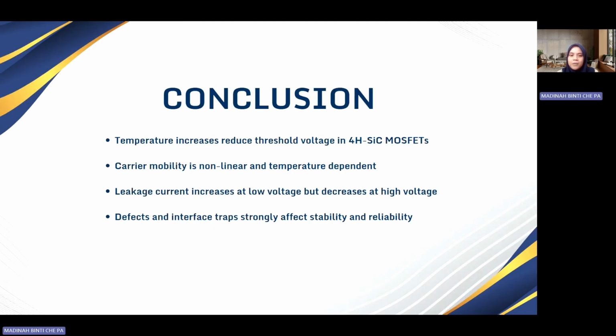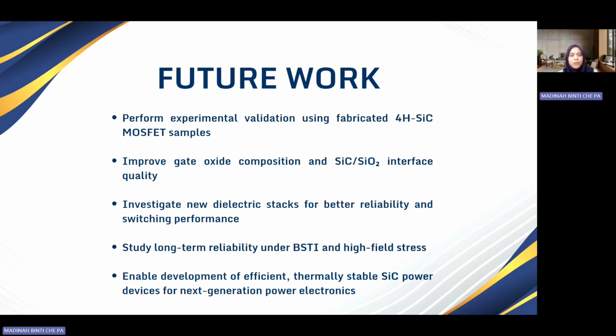In conclusion, increasing the temperature reduces the threshold voltage and affects the carrier mobility in 4H silicon carbide MOSFET. Also, the leakage current behavior depends on operating voltage, and defects impact the device stability and reliability. For future work, experimental validation using a fabricated silicon carbide MOSFET is highly recommended, and improving the gate oxide quality and exploring new dielectric stacks can further enhance the reliability and switching performance.